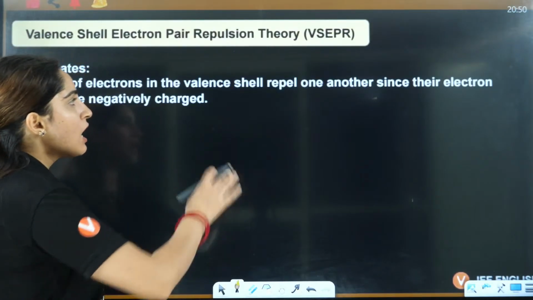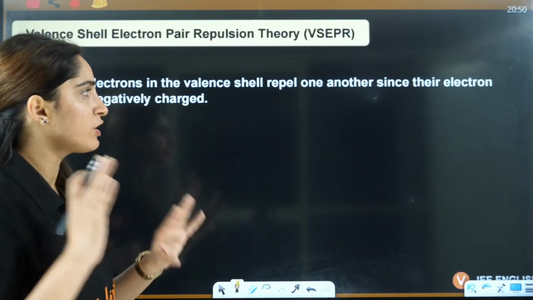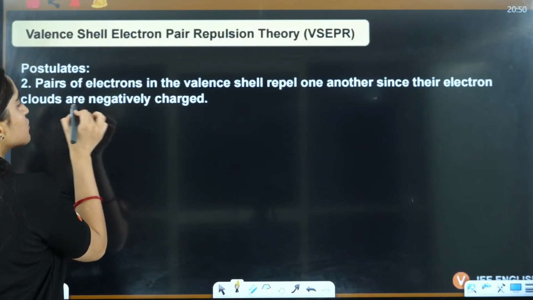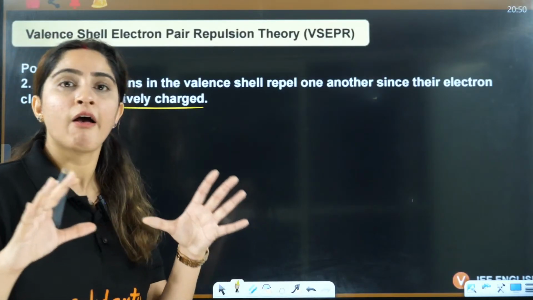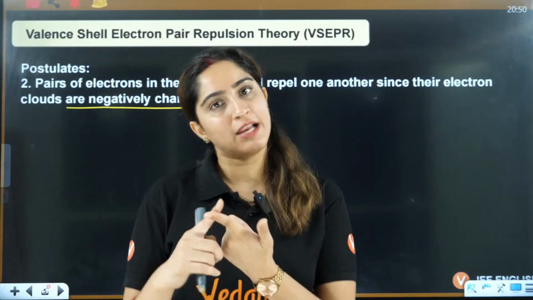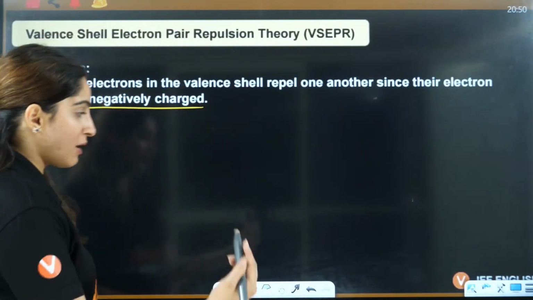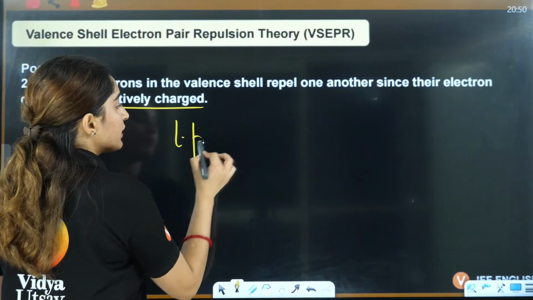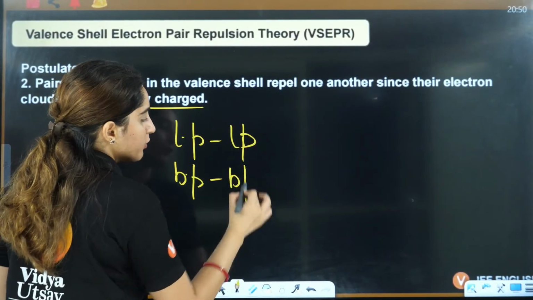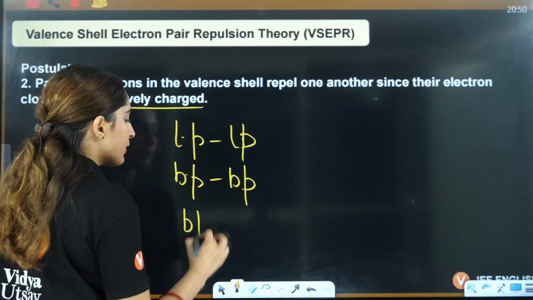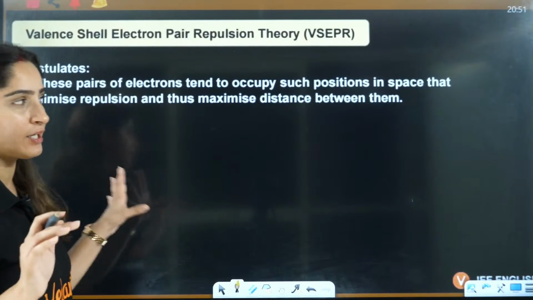Now we are saying that however many pairs of electrons you have in the valence shell, bond pairs, lone pairs, whatever you have, since their electron clouds are negatively charged, they will repel each other. Because what are in the pairs? You have electrons, and electrons have electron clouds, and that's why they cause repulsion. Repulsion between lone pair and lone pair. Repulsion between bond pair and bond pair. Repulsion between bond pair and lone pair. These are the repulsions that you will get.